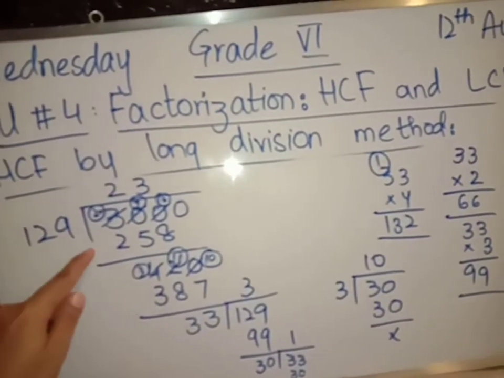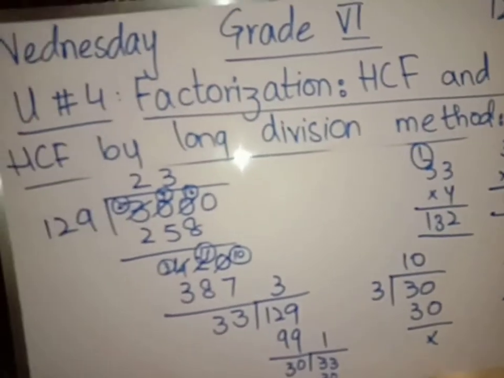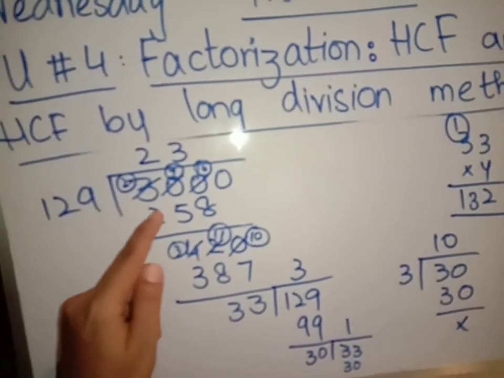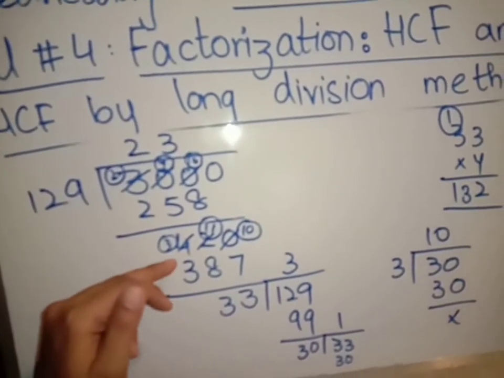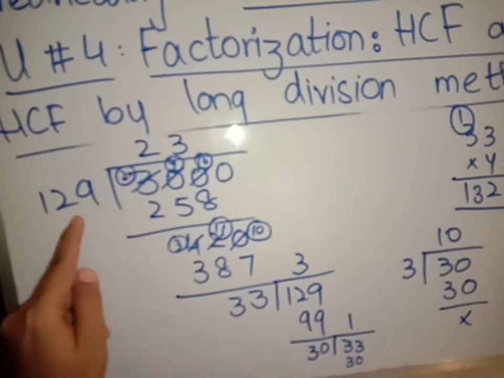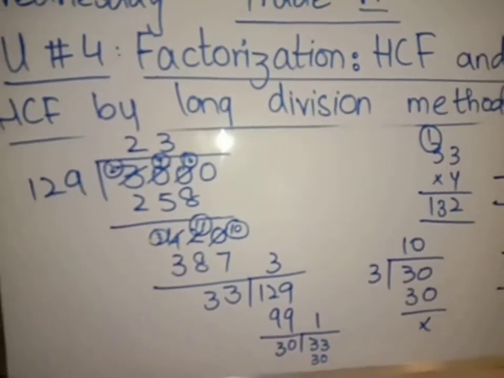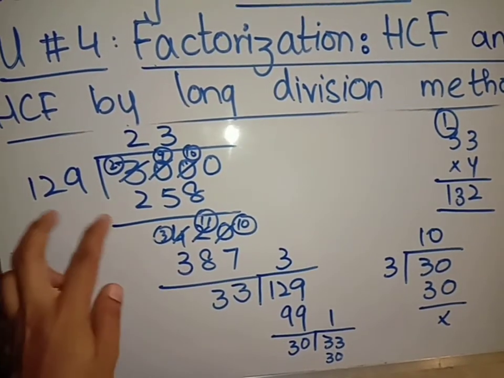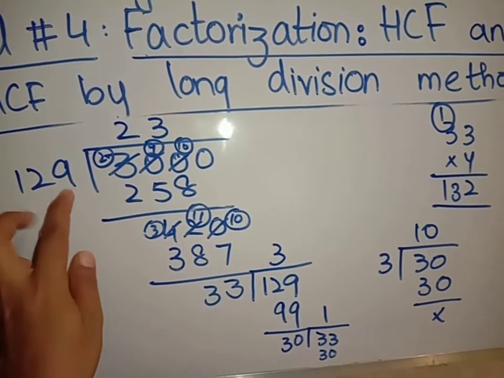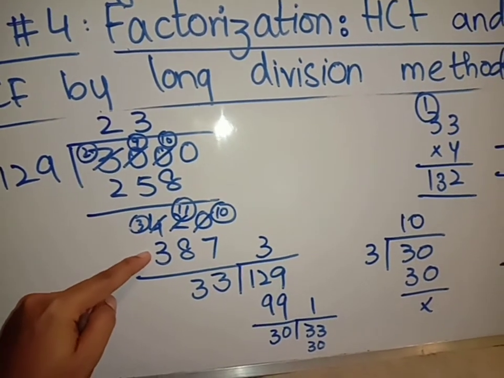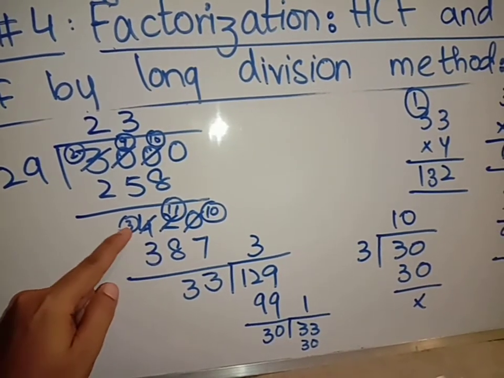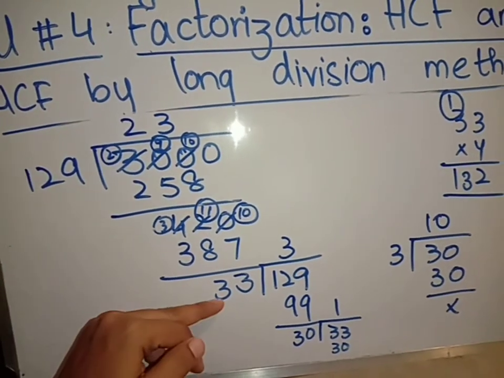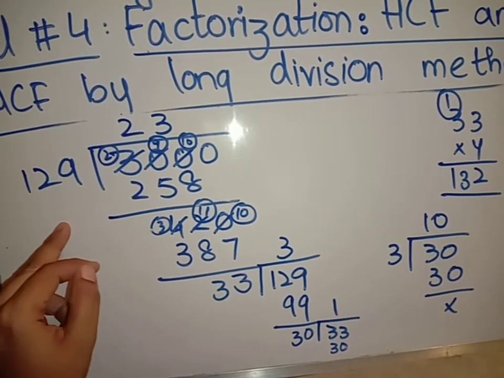Now we took 3000 and 129. 129 times 2 is 258. By subtracting 3000 and 2580 we got 420. And now 420 is greater than 129. So 420 can be easily solved by 129. 129 times 3 will give 387. By subtracting 387 from 420 we got 33. 33 is less than 129, so it cannot be divided by 129.